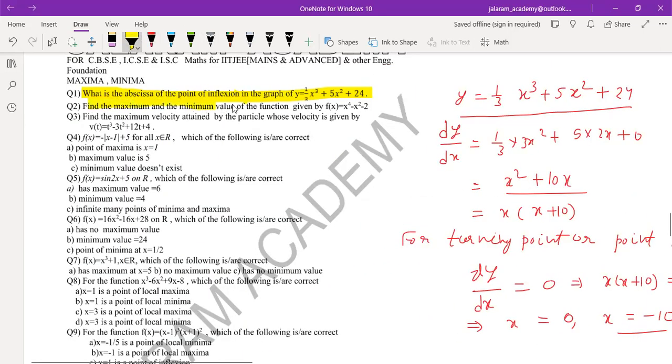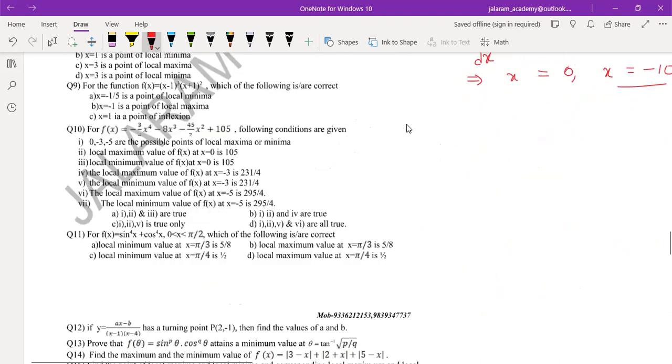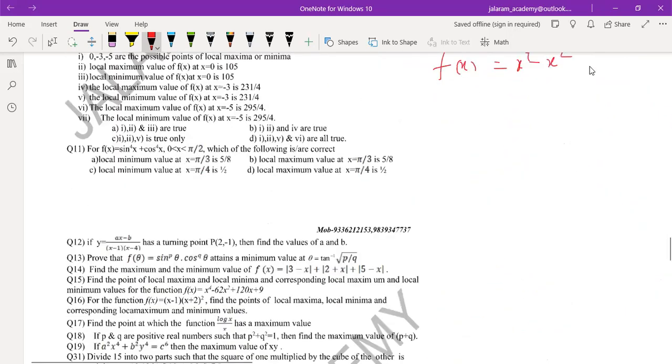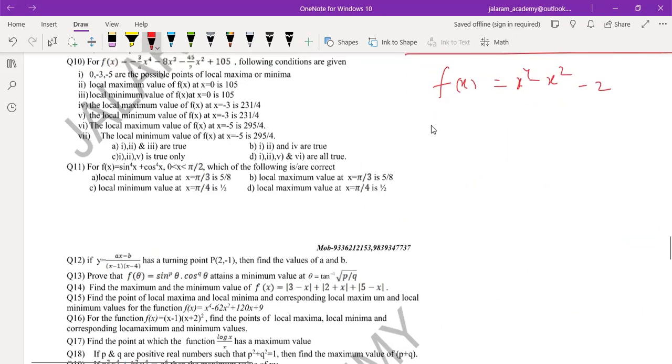Find the maximum and the minimum value of the function given by f(x) equals x to the power 4 minus x square minus 2. So what is the first step? First of all, we find the differentiation of f(x), that is f dash x. So it is 4x cube minus 2x. This is equivalent to dy by dx, we all know.